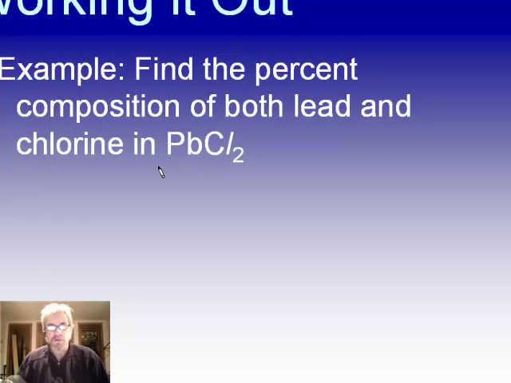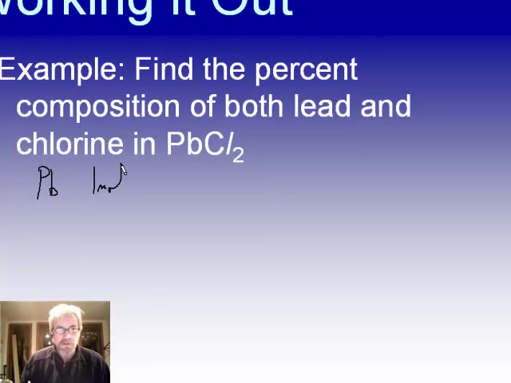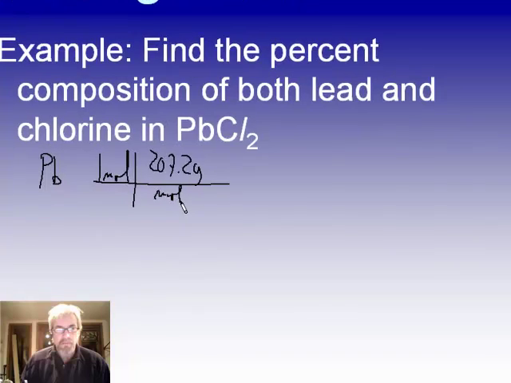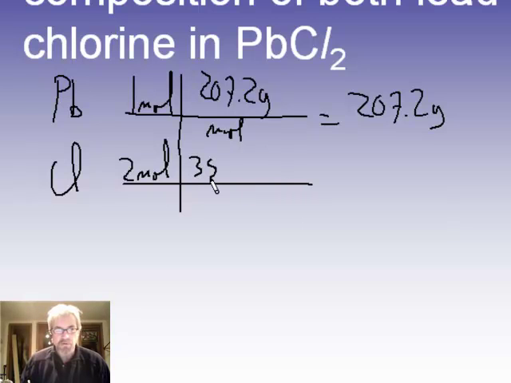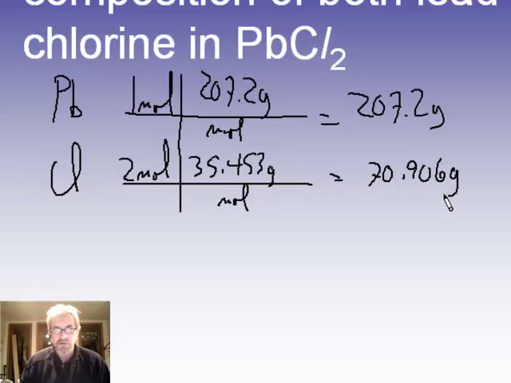So let's do an example. Let's find out the percent composition of both lead and chlorine in PbCl2. So for lead, I'm going to take 1 mole, because its subscript is 1, and I'm going to multiply that by the molar mass of lead, which is 207.2 grams per mole. That, of course, just gives me 207.2 grams. For chlorine, I'm going to take 2 moles, because it has a subscript 2, and I'm going to multiply that by a molar mass of chlorine, which is 35.453 grams per mole. And that's going to give me 70.906 grams of chlorine.